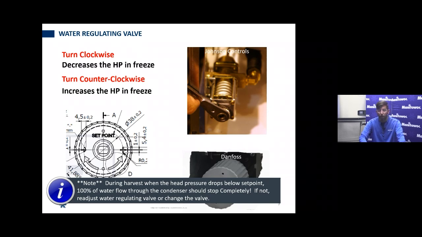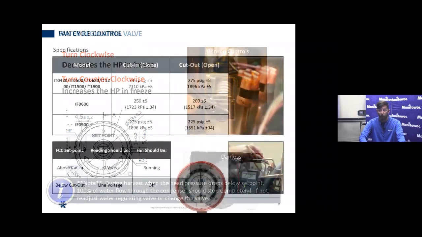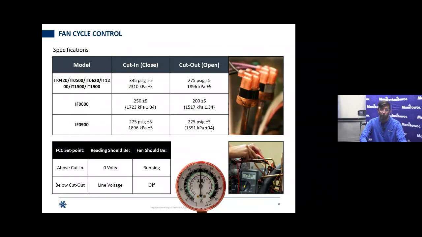But if you are below the set point of that valve and water continues to flow through the water-cooled condenser, you've got a water regulating valve that will not regulate. You're going to need to get a new valve that will. All right, but what about our air-cooled machines?